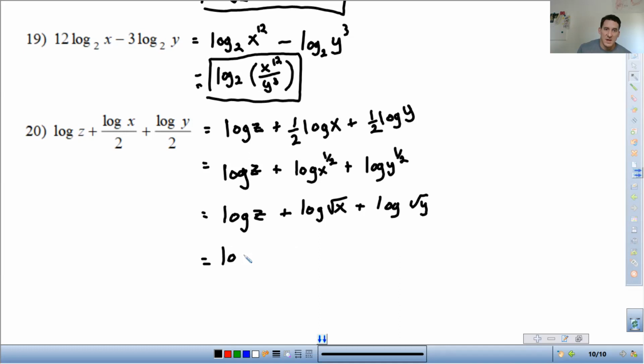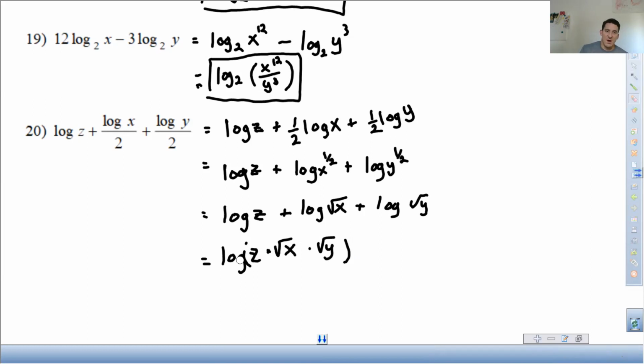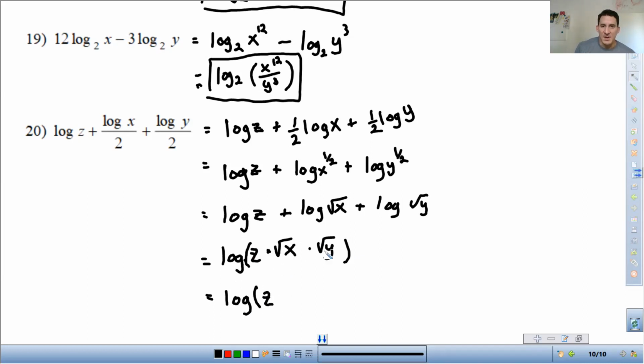So it's going to be the log of z times the square root of x times the square root of y. It's a single log, and so we actually could be done here. Well, I'm going to take one more step. If you didn't take this step on a test, it wouldn't be wrong, but it just makes it look nicer. Since these are both in the same radical, I'm going to combine them under 1. So it's log of z times the square root of x times y. Just looks a little bit cleaner like that.